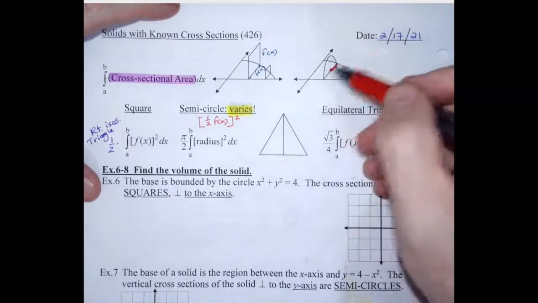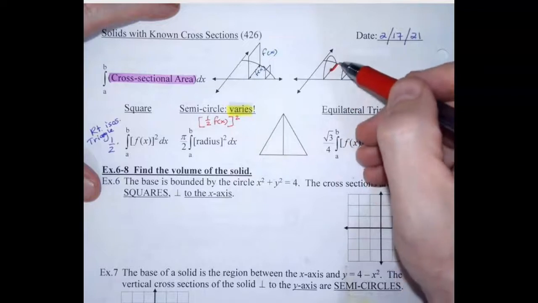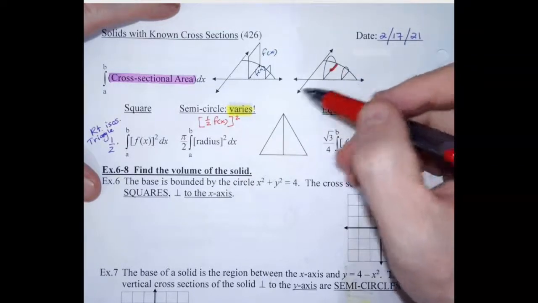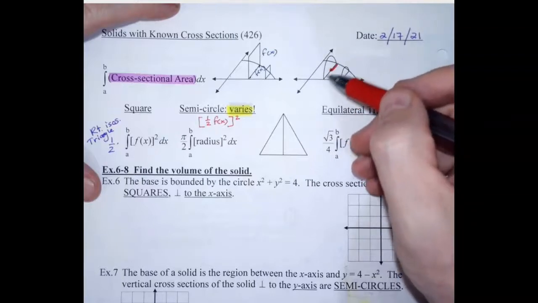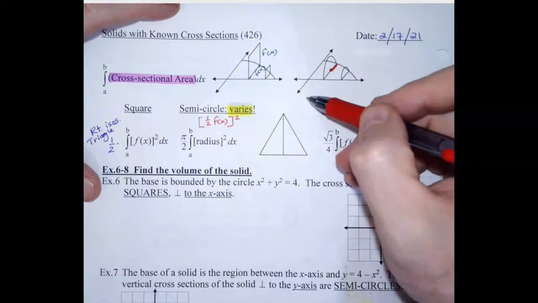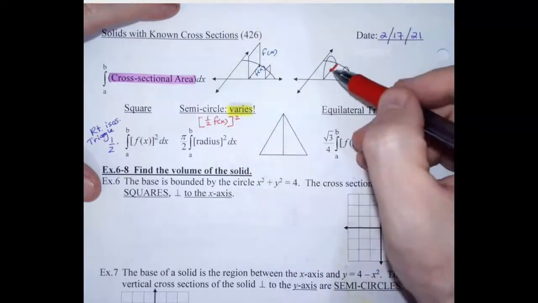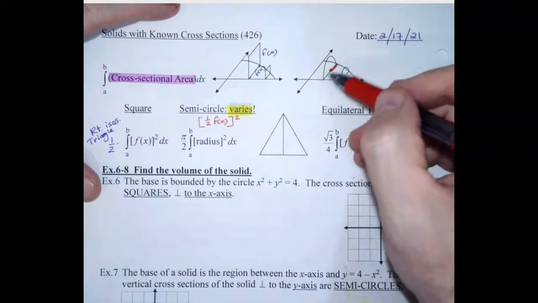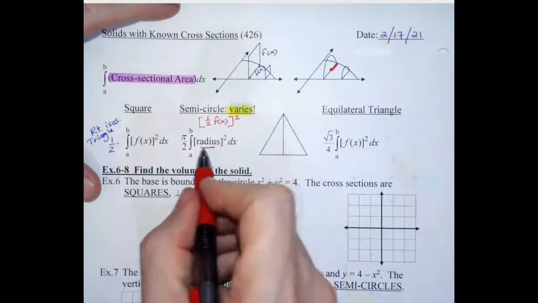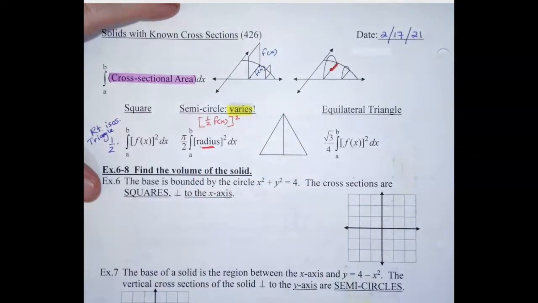Now there are times when they will put the radius across there and they'll have you draw a semicircle all the way over here to the other side. And in that case, the function is the radius if you're going all the way over to the other side. But in this example here, the radius is only half of the value of the function. So you need to pay attention to what the radius is.